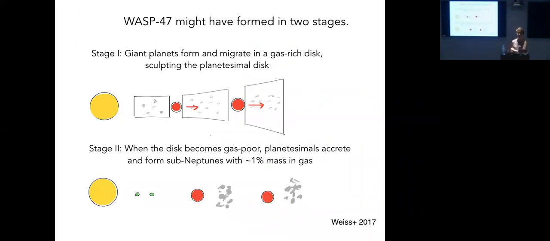So in stage 1, giant planets get to form and migrate in a gas-rich disk, sculpting the planetesimal disk. And then in stage 2, when the disk becomes gas-poor, the planetesimals accrete and form subneptunes with about 1% of their mass in gas, which is consistent with the observed densities of these planets.